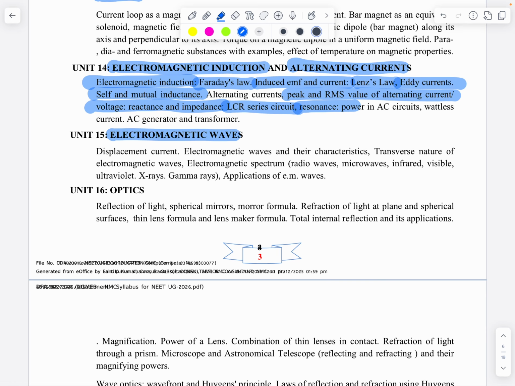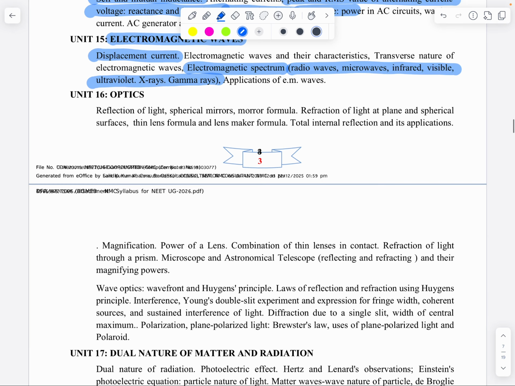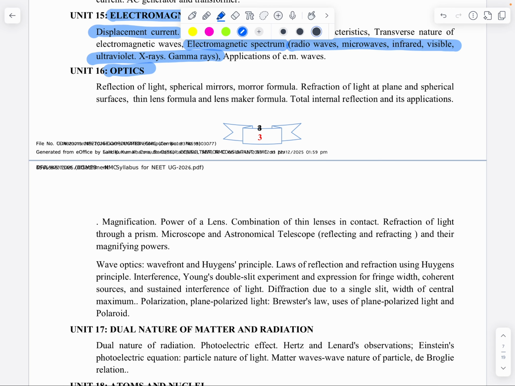The next is EM waves, electromagnetic waves. The important topics of this chapter are displacement current and the electromagnetic spectrum, that includes radio waves, microwaves, infrared, visible, UV, X-rays and gamma rays. The next most important unit is optics. It includes both the ray optics and the wave optics. This chapter is very important.